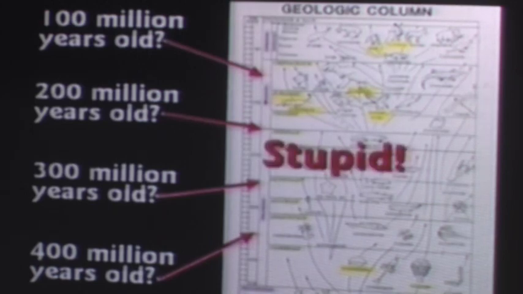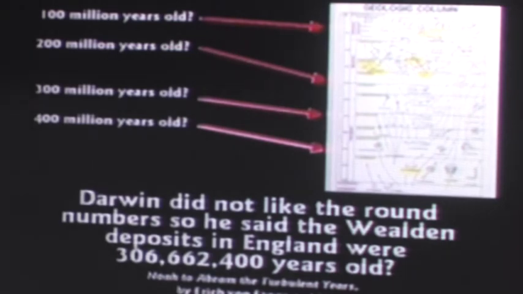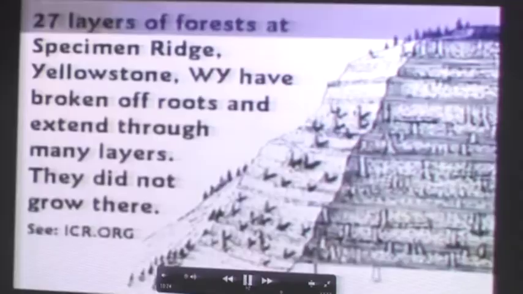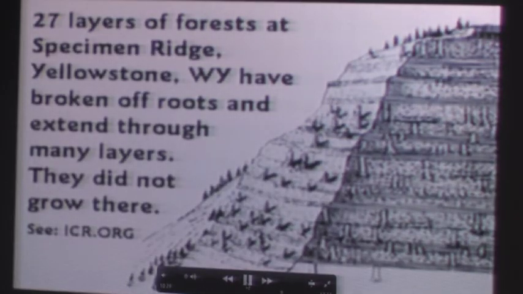He said the Wealdian deposits are 306,662,400 years old. Those layers are not different ages, folks. All over the world we find petrified trees standing up, running through multiple rock layers. Now, if you get a petrified tree standing up, running through different rock layers, I don't think it's smart to say those layers are vastly different ages. 27 layers of forest at Specimen Ridge, Yellowstone, Wyoming, have broken off roots and extend through many layers. They did not grow there.